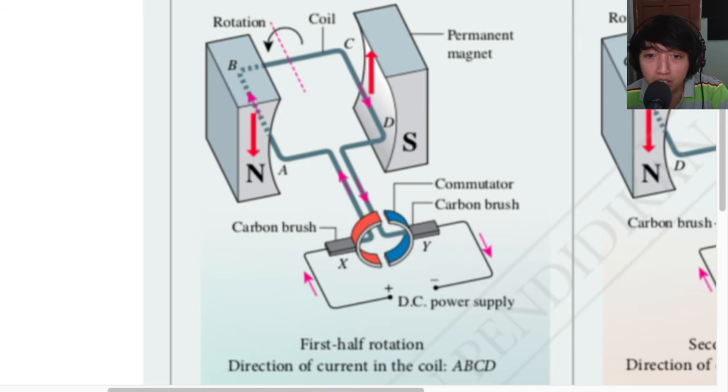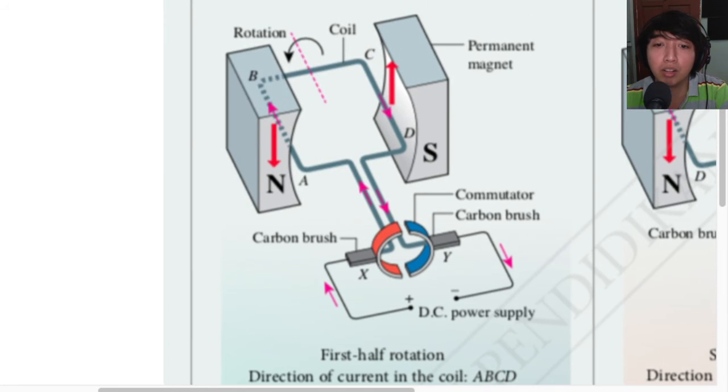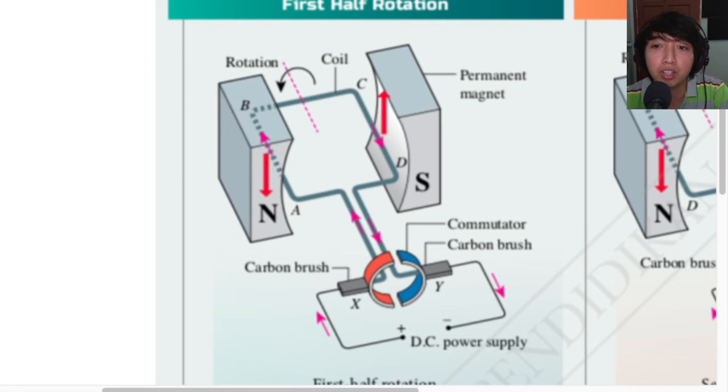Now you notice that, first of all, we have the commutator. So the commutator are these two things at the end of the coil, and each end of the coil has its own commutator, and there's actually a gap between these two commutators. And then we have these two carbon brushes that touch the commutator, which causes it to complete the circuit.